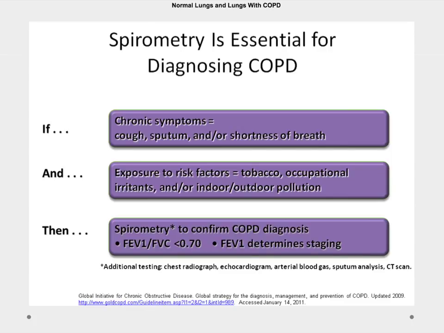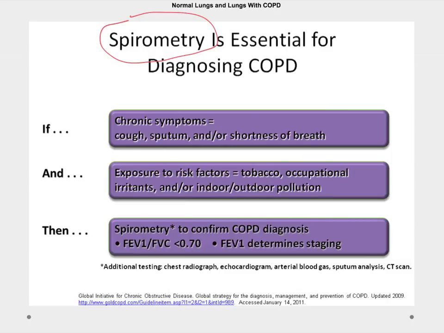This is just sort of a process utilized in order to diagnose COPD, and this is just bringing in that spirometry, which is that pulmonary function test that allows us to get numbers in order to have specific data to support the diagnosis of COPD. And remember, spirometry is the gold standard for diagnosing COPD.